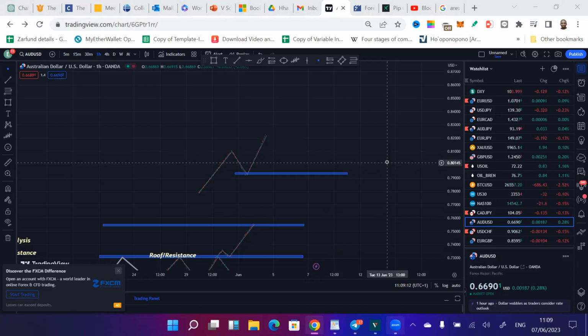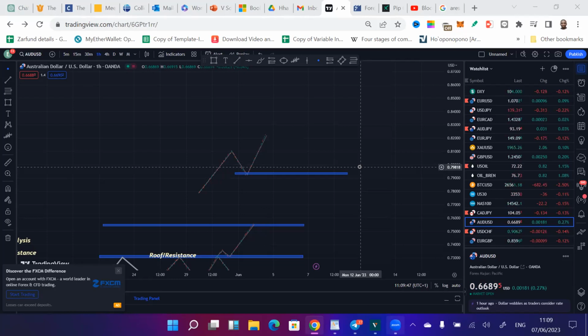You think of support and resistance with respect to where you are right now, and also with respect to where price currently is. When you are looking for support, you look below where price currently is. When you're looking for resistance or a roof, you are looking at a roof above where price currently is. That's what you're looking for.